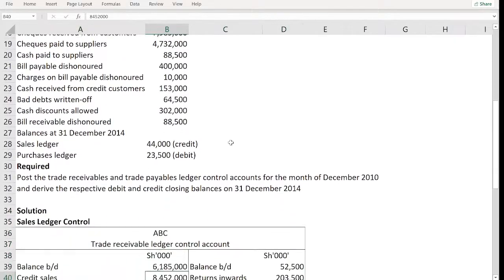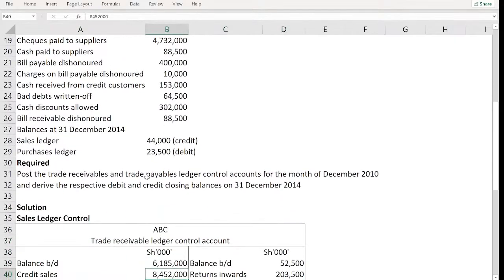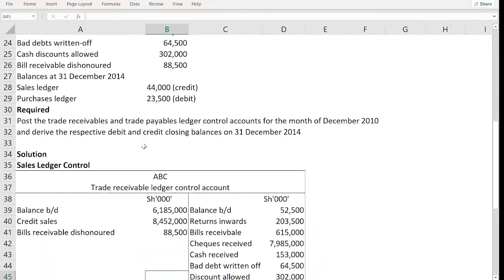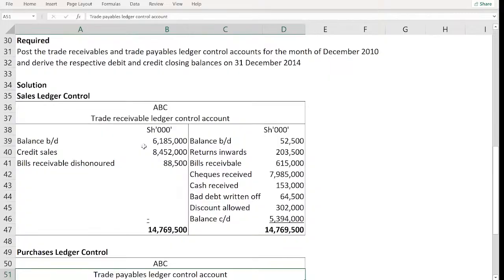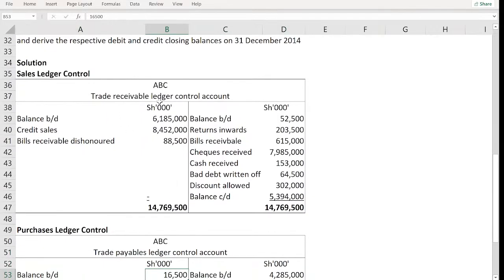So you are told post the trade receivable and trade payables ledger control account for the month of December 2010 and derive the respective debit and credit closing balance on 31st December 2010. So if you consider the format that I gave you, it will be very direct to understand what goes on the debit and what goes on the credit. For the sale ledger, shall have the title ABC Trade Receivable Ledger Control Account. So we are going to start with the balance brought down.